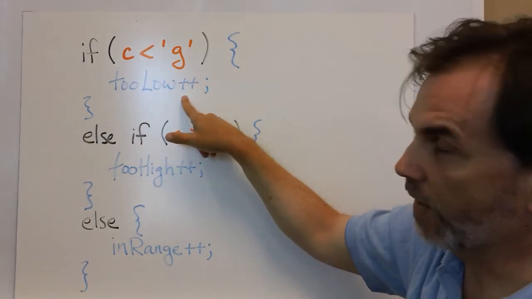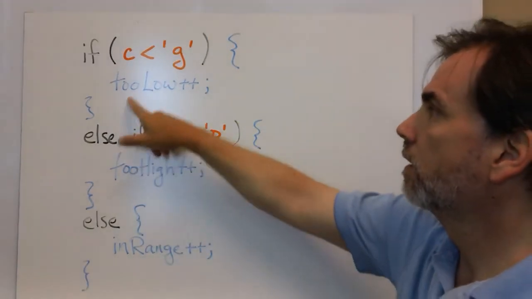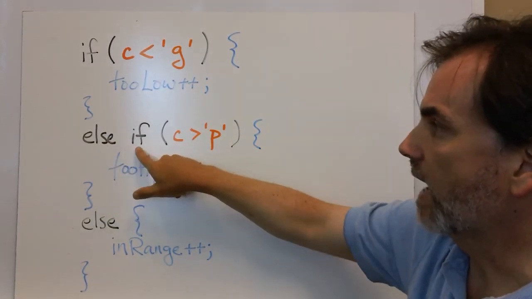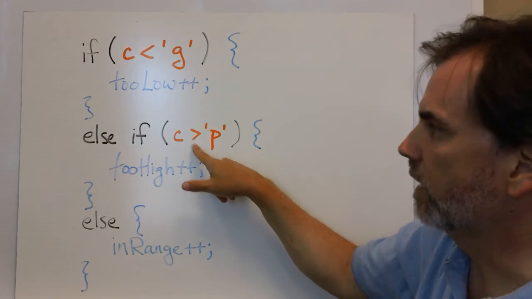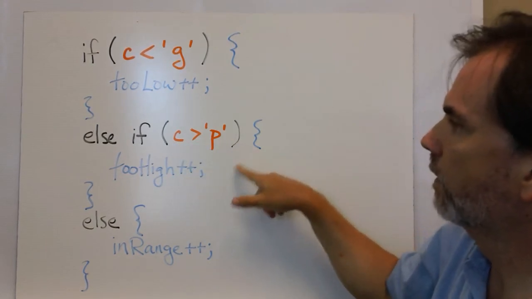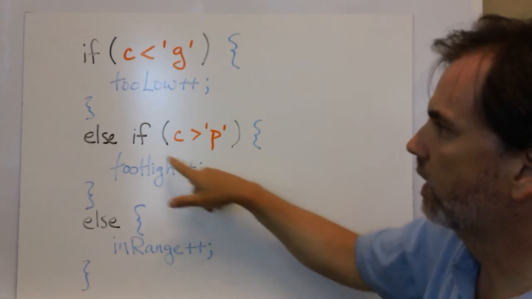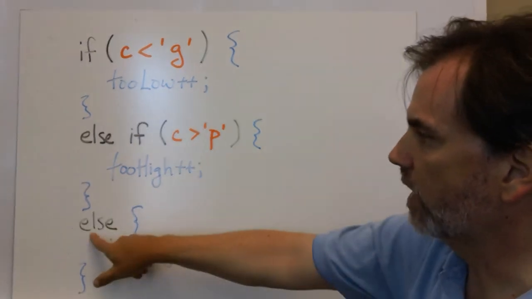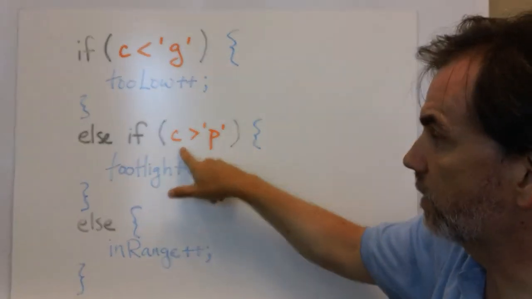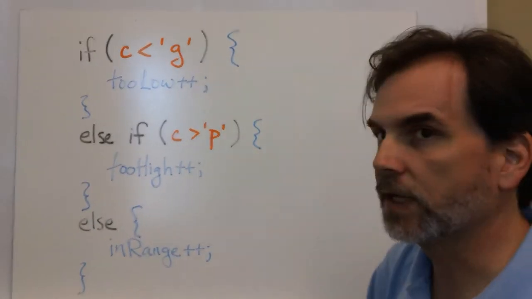If it's true, then it's below our range. So we increment a counter that says too low. If that's not true, we go here. Well, the else part has another if, so now we evaluate this. If C is greater than p, the letter p, then we increment the too high counter. If this is not true, then we go to this else, and if it's not too low and it's not too high, then it must be in range, and so we increment that counter.